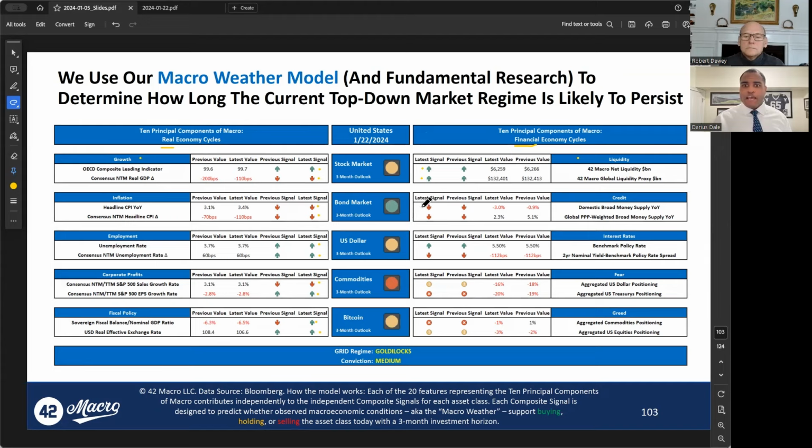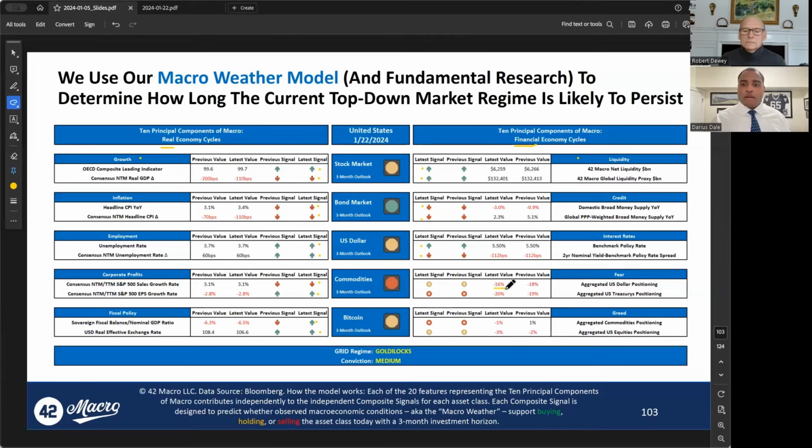Domestic broad money supply is trending lower. Global PPP weighted broad money supply is trending lower as well. So domestic and global credit growth is trending lower. The benchmark policy rate is trending higher. What's priced in the 2 year relative to that benchmark policy rate is trending lower. Aggregated dollar positioning is all the major currencies plus gold versus the dollar, in terms of the CFTC non-commercial net length divided by total open interest for all those currencies and gold. That's at minus net 16%, so the dollar is net short.